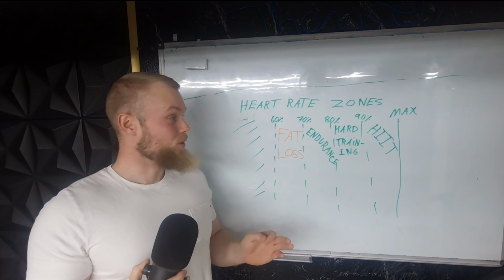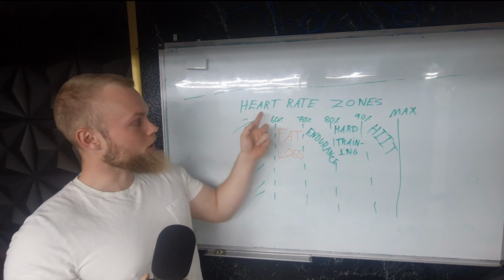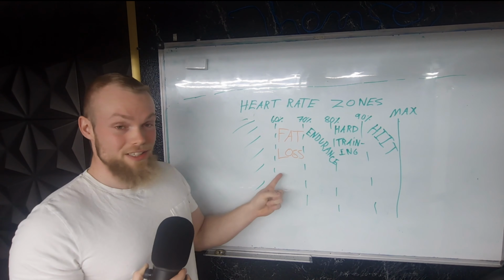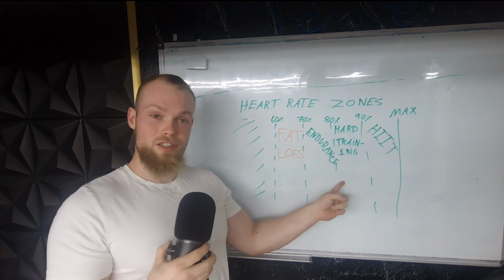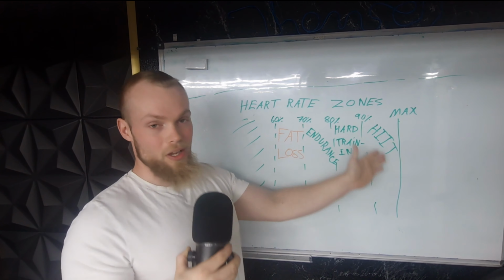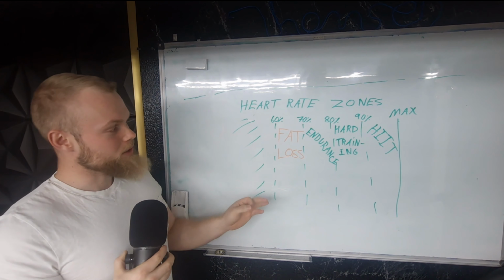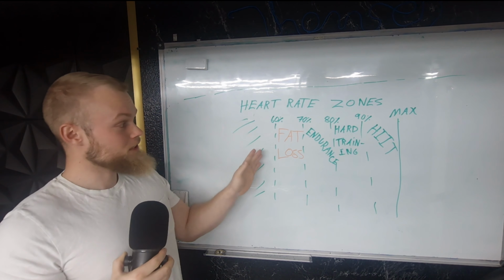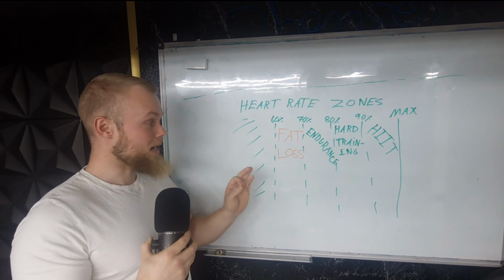The first thing you need to know about optimizing cardio for fat loss is you need to learn about heart rate zones. Heart rate zones are categorized by a fat loss zone. This is where we will emphasize our focus today. An endurance zone, a hard training zone, and a high intensity interval training zone. And of course, it all ends at your max heart rate. But the most important thing you need to take away from this is if you want to maximize burning fat, you want to stay between 60% and 70% of your total max heart rate.